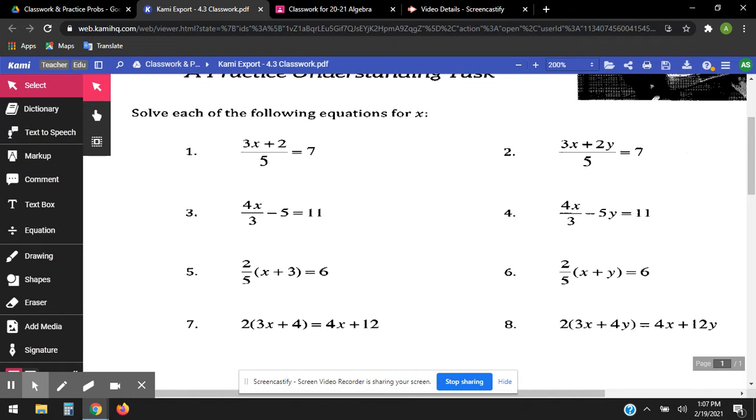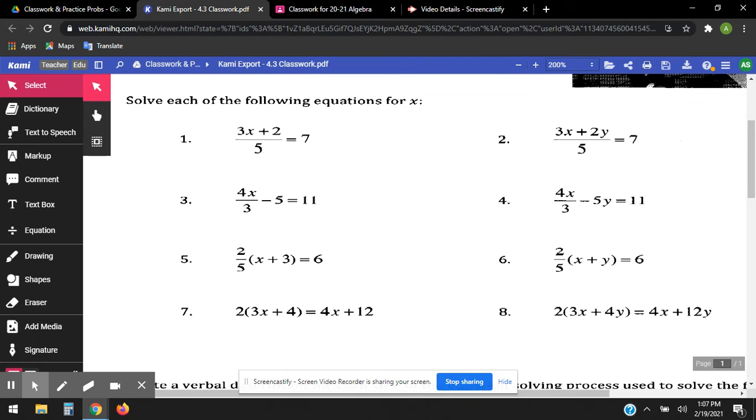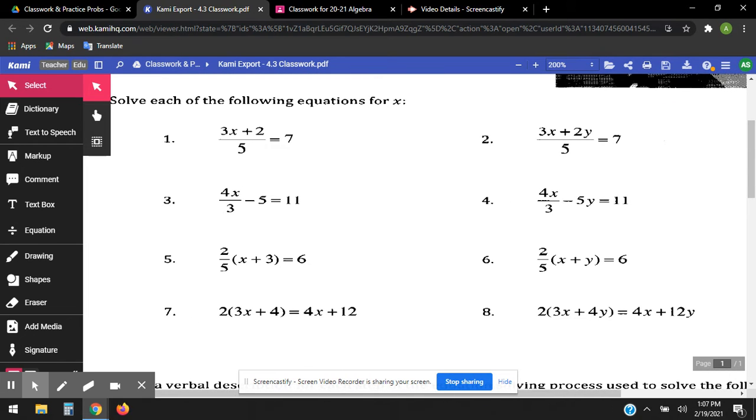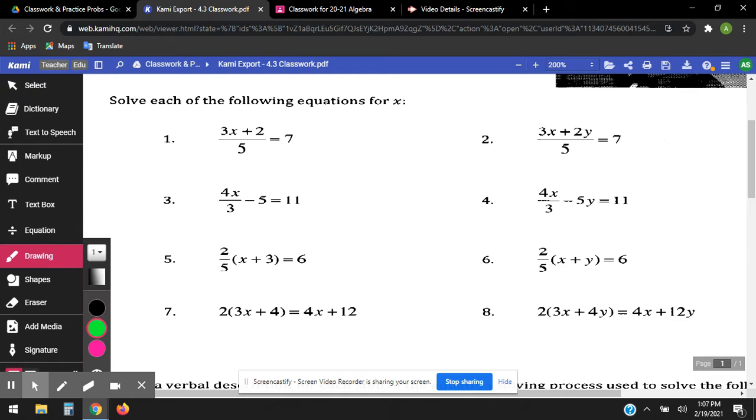All right, so let's solve this left-hand side for x. There's my x. To undo, I want to work my way from the outside, farthest from my x, towards my x. So my first thing would be a times 5. What I do to one side, I've got to do to the other. So 3x plus 2 equals 35.